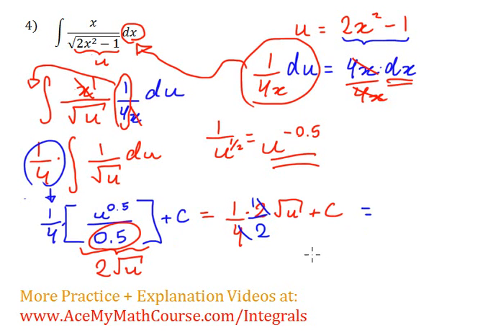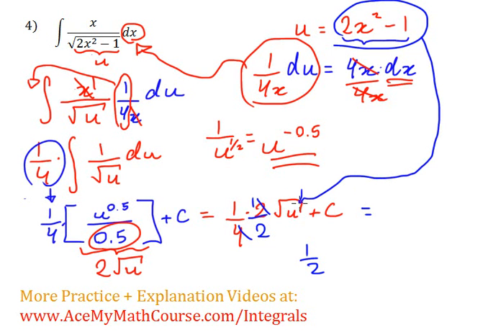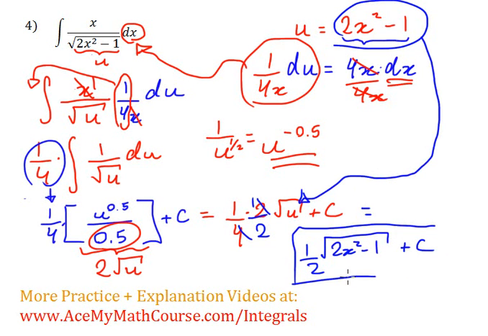And then finally, I can actually take what we had for u, which is 2x squared minus 1, and plug it in right there. So we have half times the square root of 2x squared minus 1 plus c. And this is our final answer. What we had to integrate is fully integrated right here. Hopefully that makes good sense.